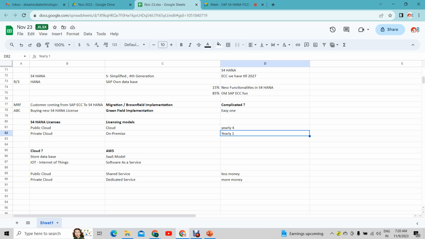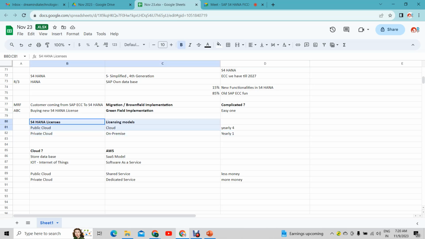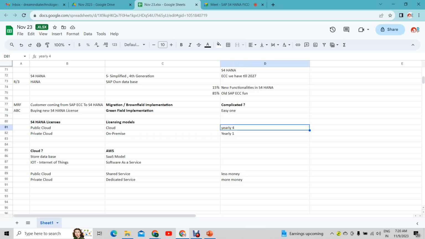You guys understand in S4 HANA what is a public cloud, what is a private cloud, what are the cloud licenses, what are the on premise licenses, what is the latest cloud release in the market, what is the on premise release in the market. You just go Google, SAP, Wikipedia, you will get it. You answer me tomorrow. Got it?